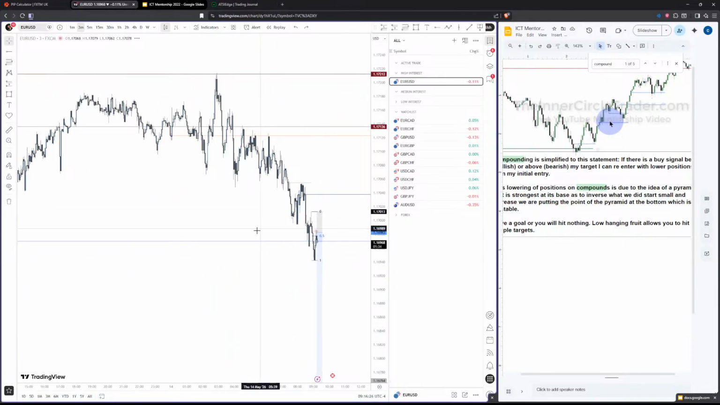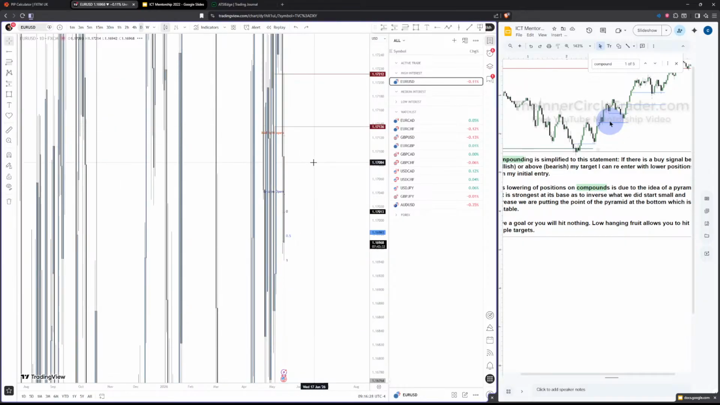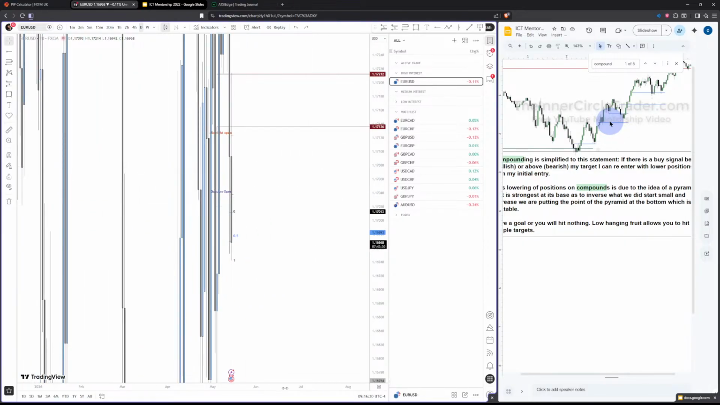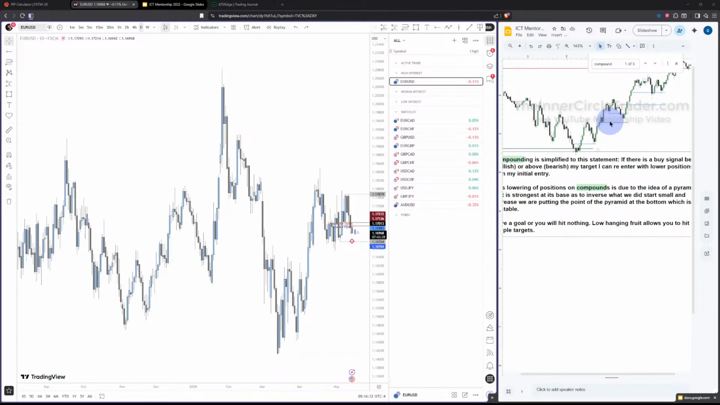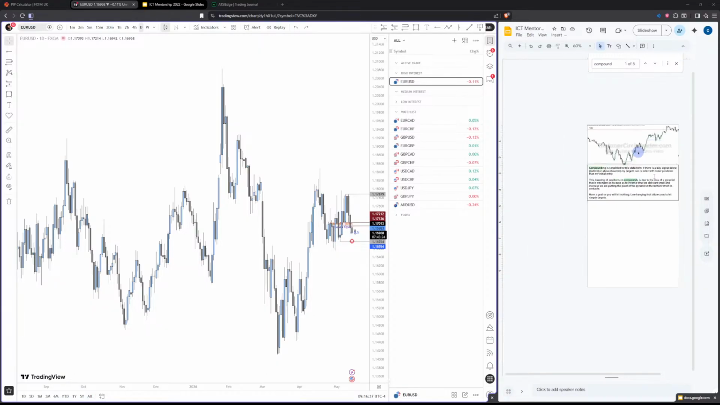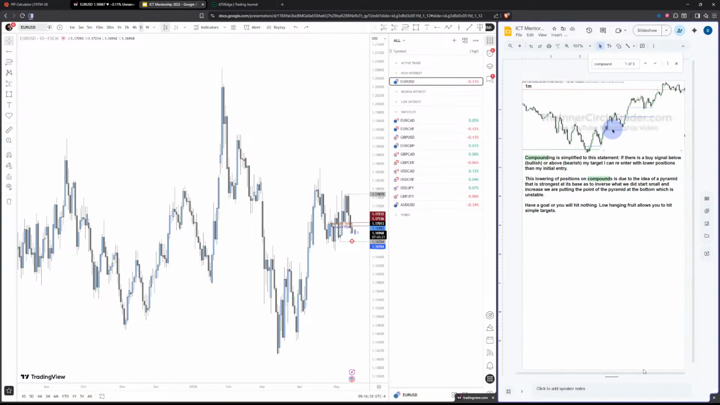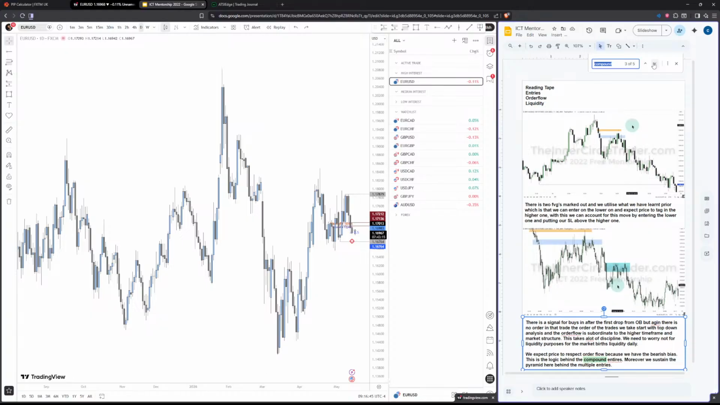This is a compound entry. The reasonings for it, starting from the daily, that's what we're going to start doing from now on. We master direction. And also we're going to finish off compound, then we'll do direction afterwards. Let me do compounds first and I'll explain my reasons. So compound, yep, we understand that. So we expect price to respect order flow because we have the bearish bias. This is the logic behind compound entries.